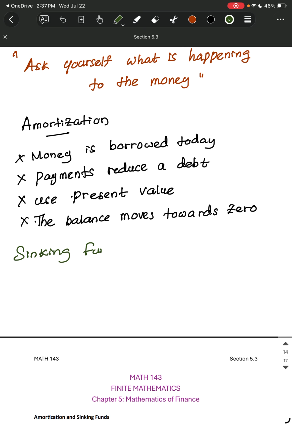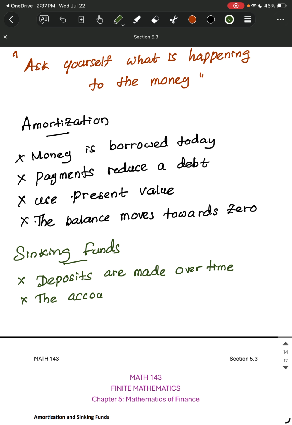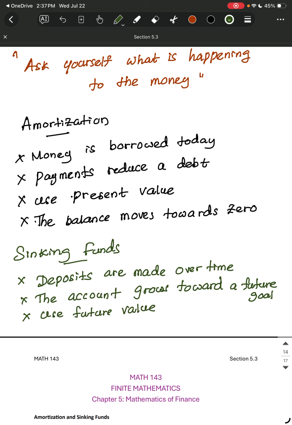Sinking funds. The first thing, deposits are made over time, the account grows towards a future goal, and we use future value. Also, the balance moves upward.